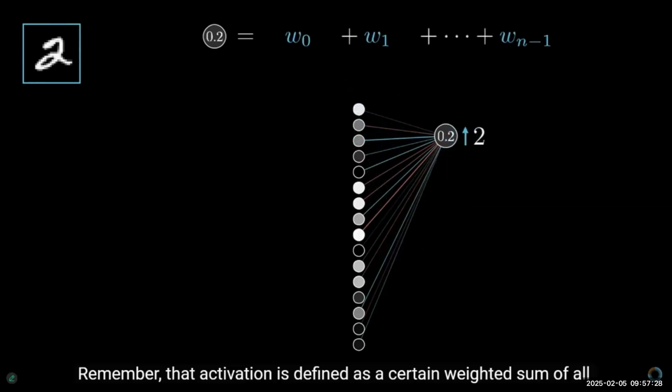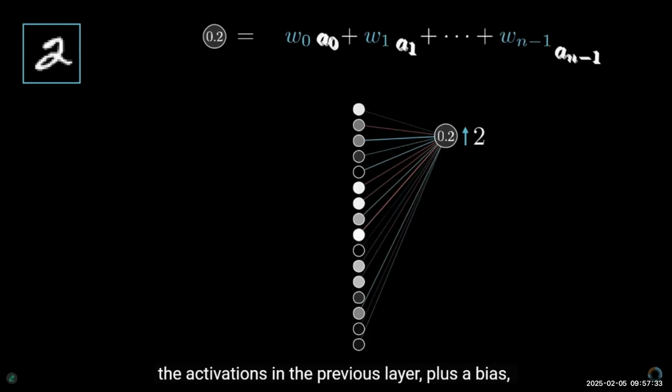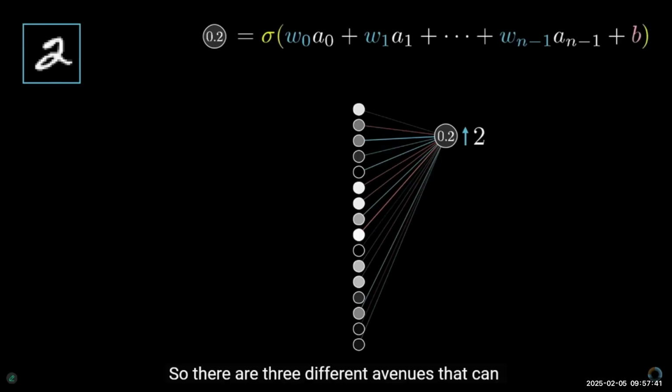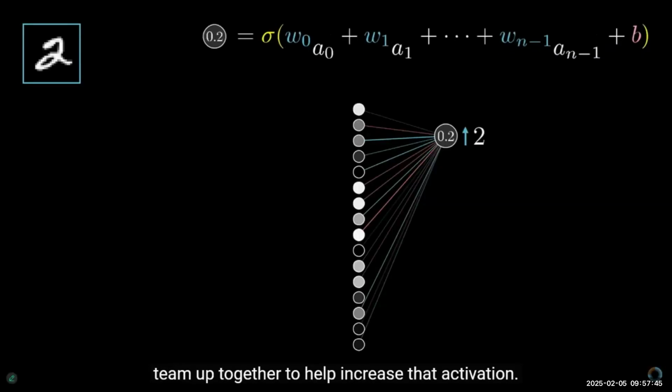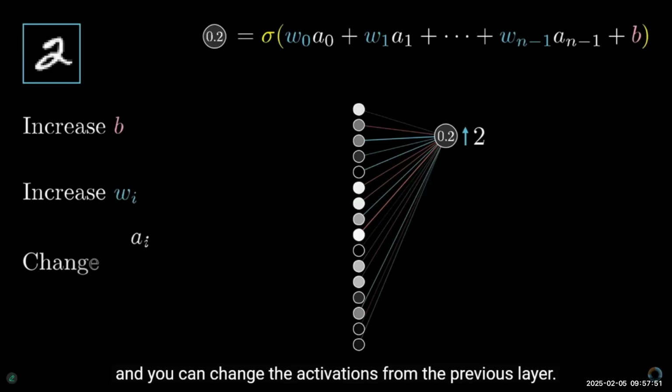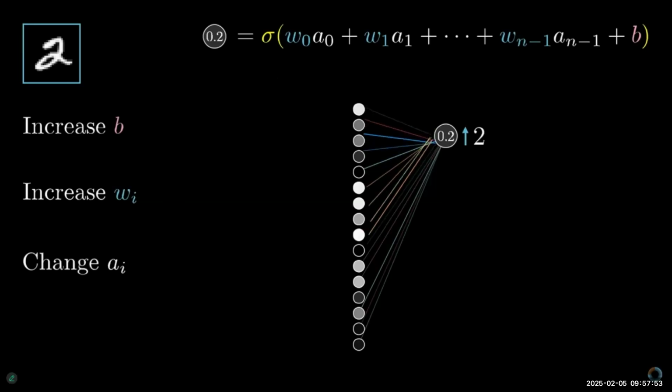Remember, that activation is defined as a certain weighted sum of all of the activations in the previous layer, plus a bias, which is all then plugged into something like the sigmoid squishification function, or a ReLU. So there are 3 different avenues that can team up together to help increase that activation. You can increase the bias, you can increase the weights, and you can change the activations from the previous layer.